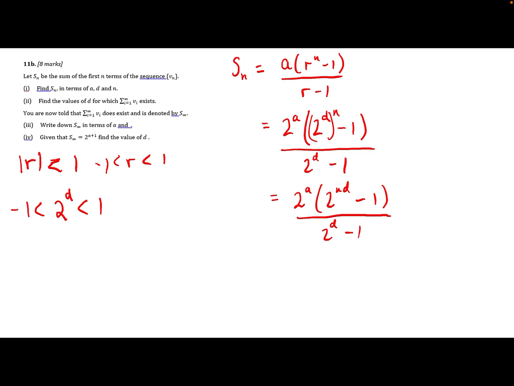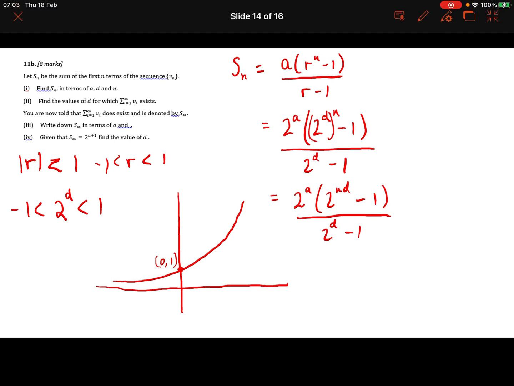Okay? Now, the way I thought about solving that was just graphing it, really. I know what the graph of y equals 2 to the x looks like. It will be something like this, where this point is (0, 1).